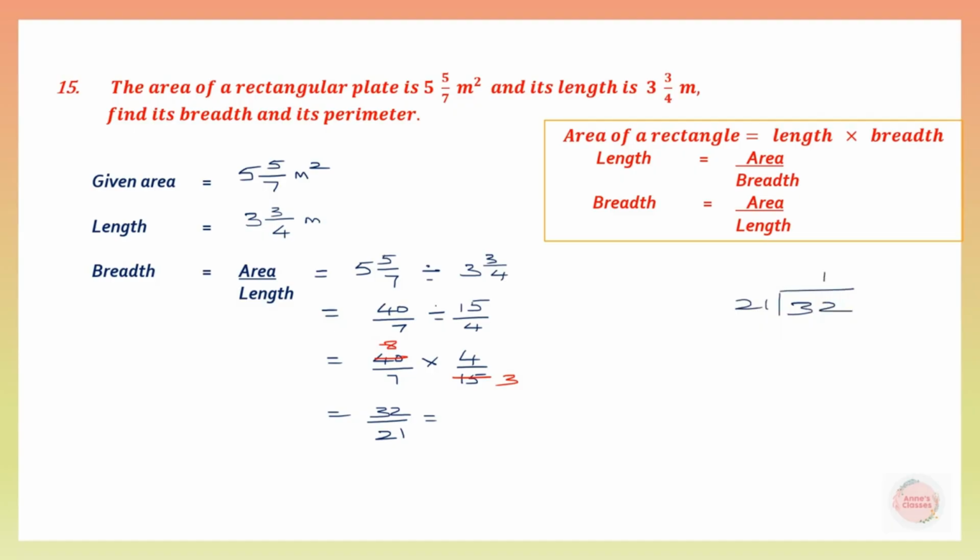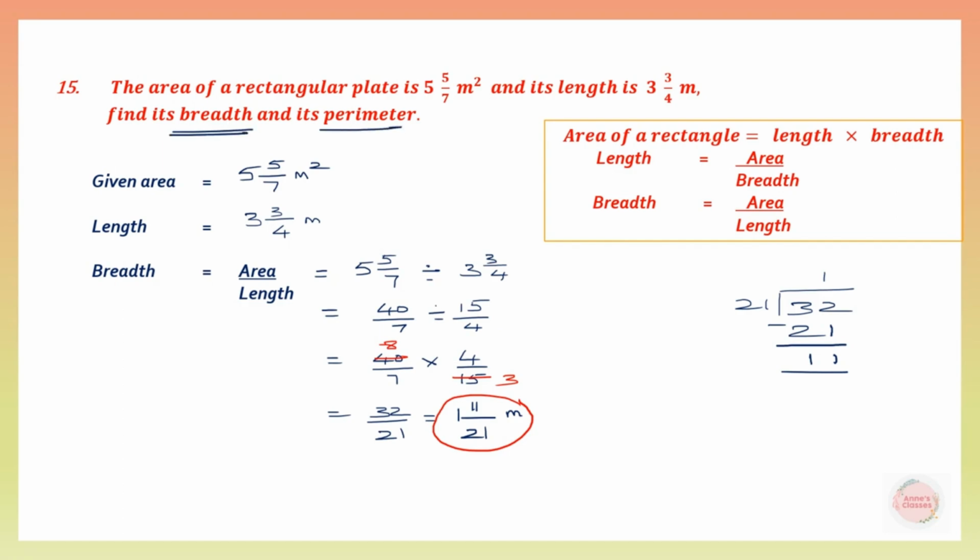21 minus 2 minus 1 is 1, and 3 minus 2 is also 1. So this is 11/21 meters. This is the breadth. Now that we have found the breadth, this is the first question, remember, we've been asked to find the breadth. So we found the breadth.